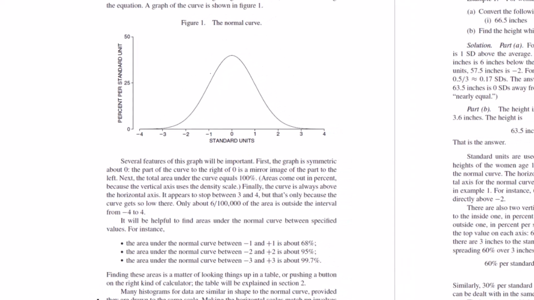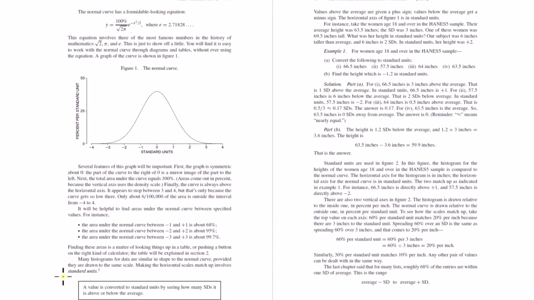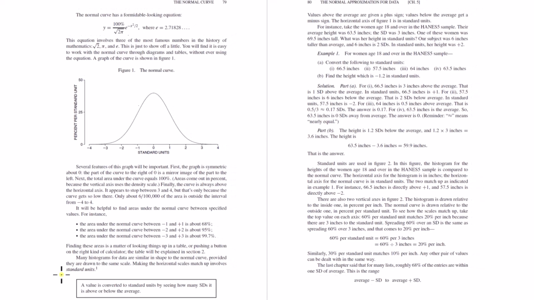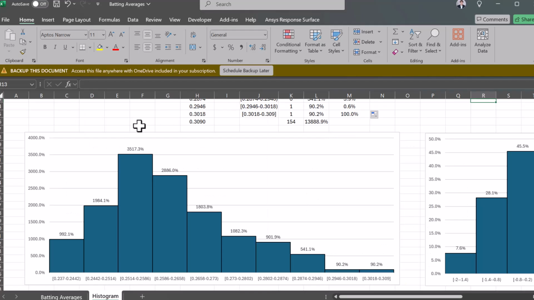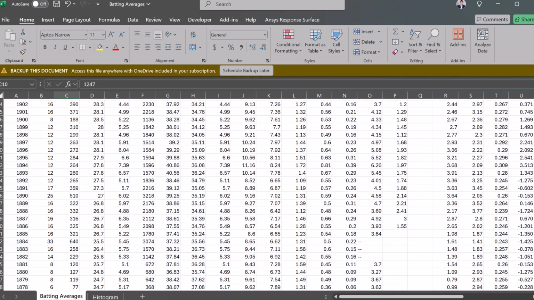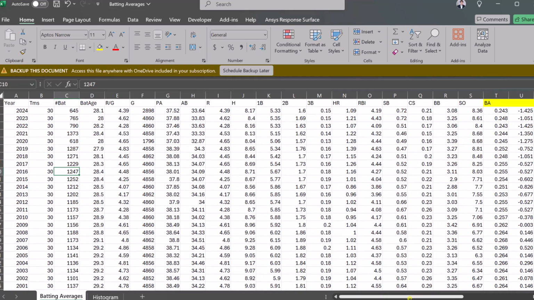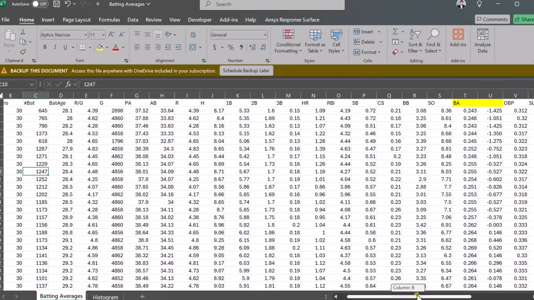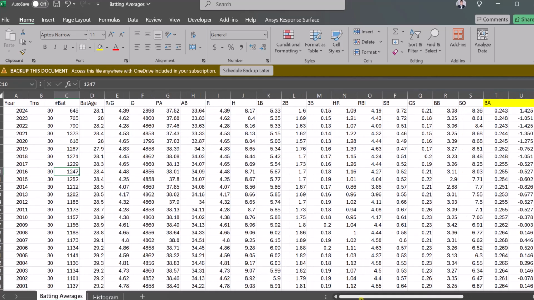Okay, so let me show you what they mean here. If you make an original histogram, just like we did in chapter 3, and you want to convert it to standard units, how would you do that? Here's the histogram we made in chapter 3. It was the batting averages of... So we pulled this data from sportsreference.com, and it's the league batting average each year from 2024 to 1880-something.